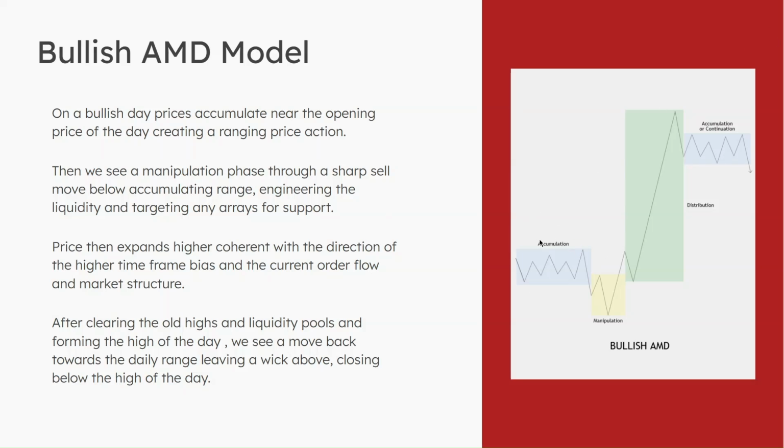As we can see here, we have ranging price action and accumulation near the price opening of the day. Then we see a manipulation, which is usually into a higher time frame or intermediate time frame array, still keeping the higher time frame draw on liquidity intact. Following that manipulation, the price increases in a way that is consistent with the higher time frame bias, the present order flow, and the market structure. And this particular leg is called the distribution leg.